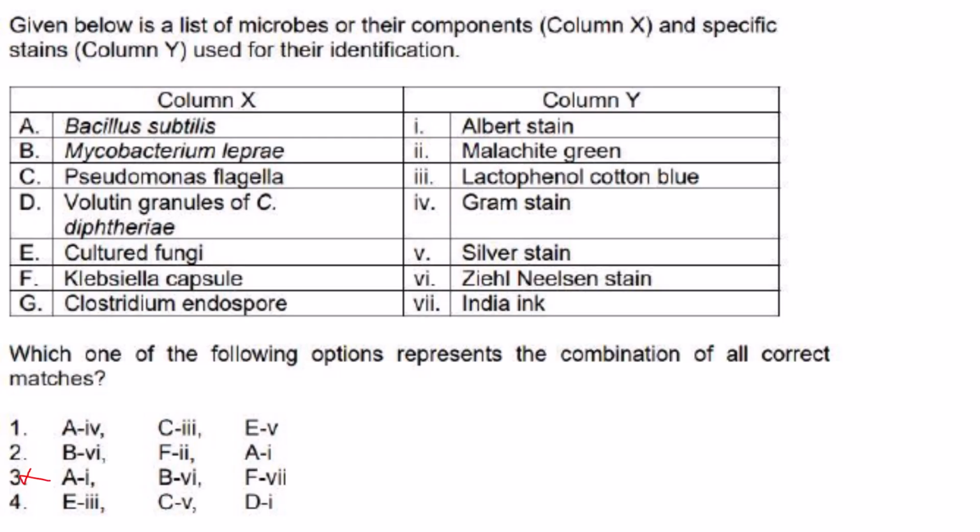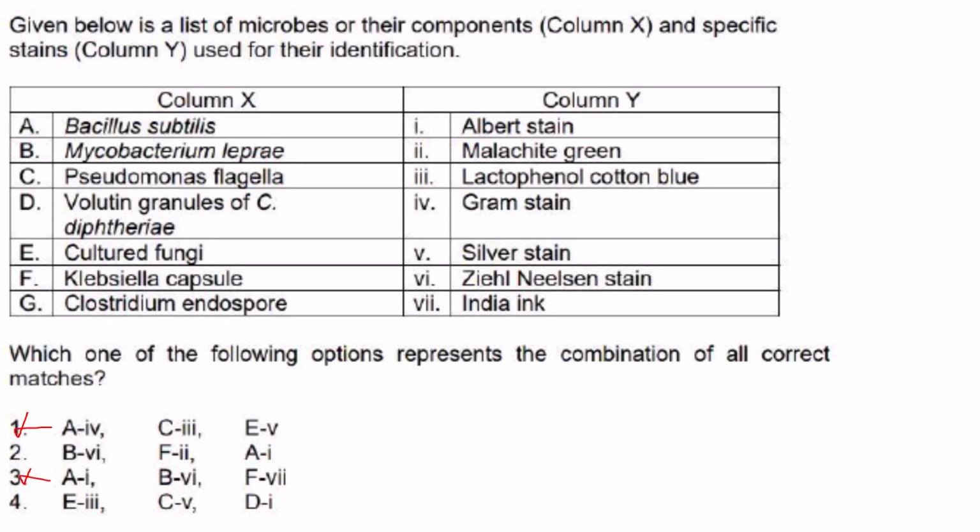Then Mycobacterium leprae, that is by Ziehl-Neelsen stain, B6. So here option B also we have to see. Then Pseudomonas flagella is by silver stain, that is C5. That makes option 1 gone. They have mentioned C3, which is not correct.